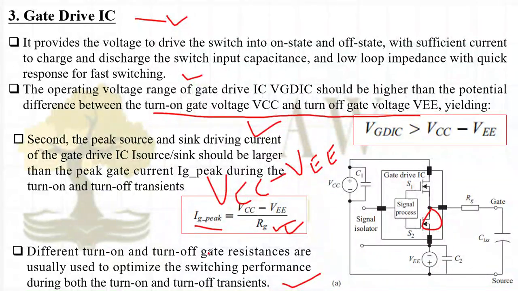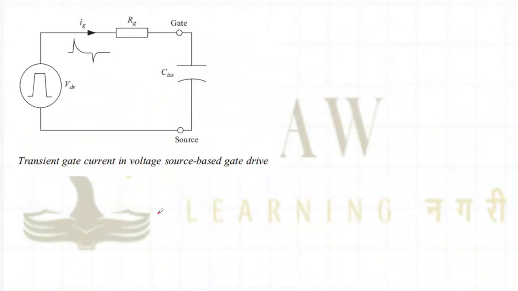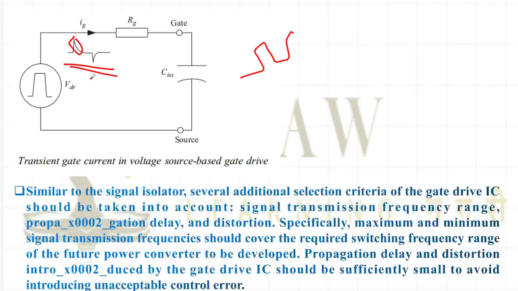Now the different turn on and turn off gate resistances are usually used to optimize the switching performance. Next thing we will see, this is how my gate driver current looks. It is not simple, it should have some transient. This is what I wanted to show you.